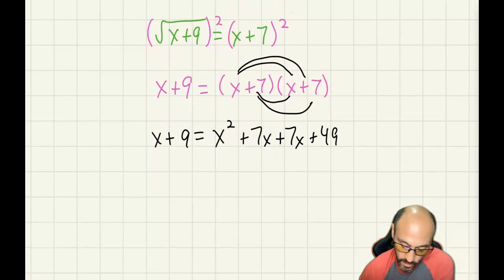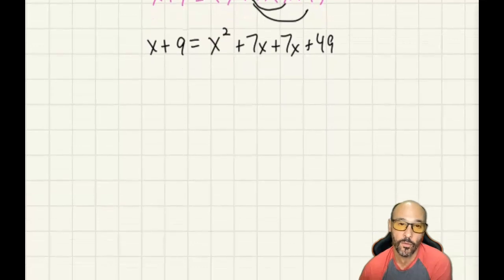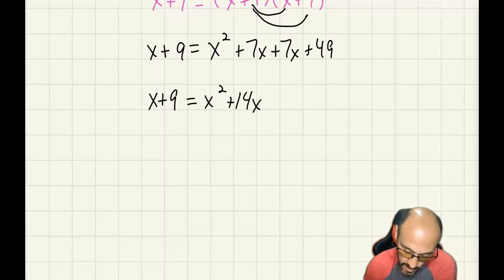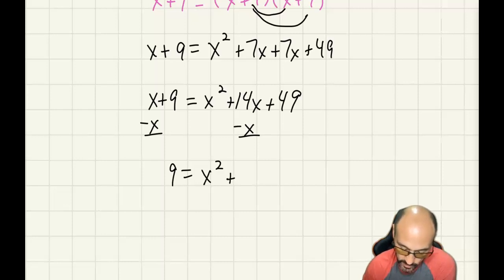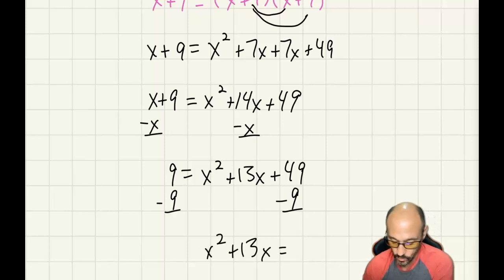Now we need to get all of our terms on one side and the other side equals 0 whenever we're dealing with quadratics. First let's combine terms. So we have x plus 9 is equal to x squared plus 14x plus 49. Now we can subtract an x, and we'll get 9 is equal to x squared plus 13x plus 49. Subtracting 9 from both sides, we get x squared plus 13x equals 40.